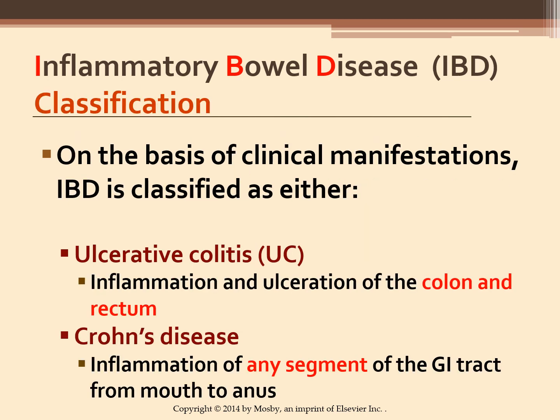So really there are two types of IBD: ulcerative colitis and Crohn's disease. Ulcerative colitis is known not to be as bad as Crohn's disease. Ulcerative colitis is the inflammation and ulceration of the colon and rectum, so it's lower GI, whereas Crohn's disease is inflammation of really any segment of the GI tract from mouth to anus. It can occur at any age and equally affects both sexes. They are immunologically related disorders, so that's why we put them under IBD, but they are different.